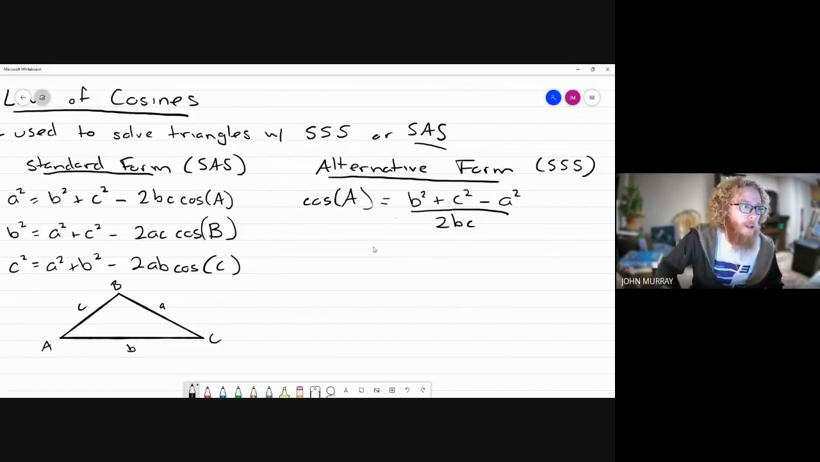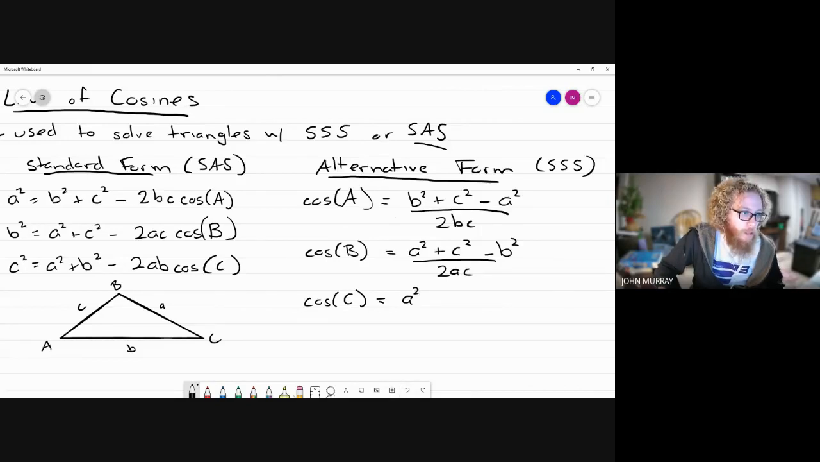Okay, and I want you to notice this. There's also a pattern with these as we go along. Cosine of B is going to be a squared plus c squared minus b squared over 2ac. And then cosine of C is equal to a squared plus b squared minus c squared over 2ab. All right, so if we're looking for an angle, depending on what angle we're looking for, we're going to be subtracting the square of the opposite side. And then all the other numbers here are going to be your other two sides.